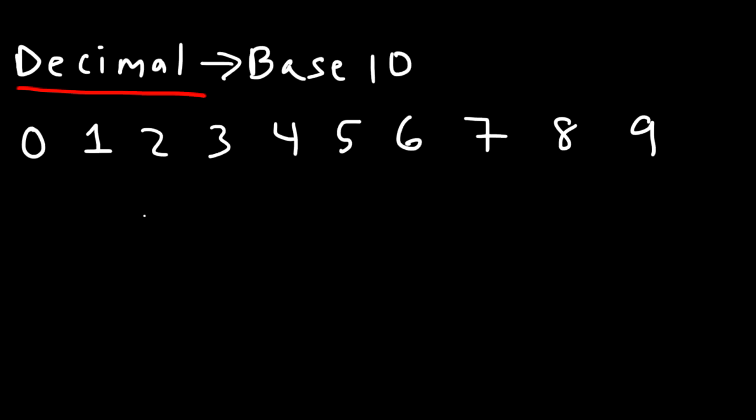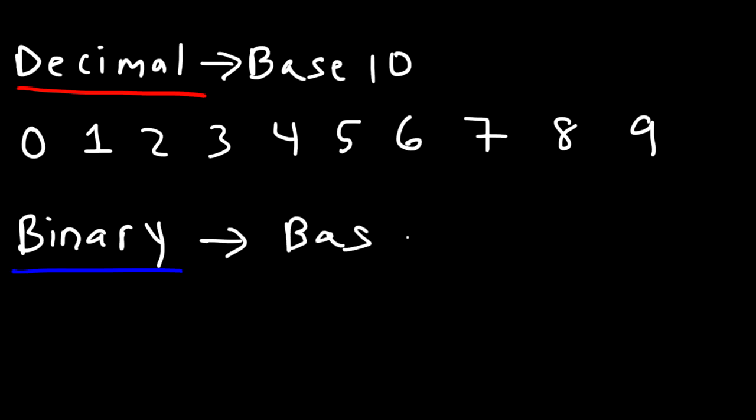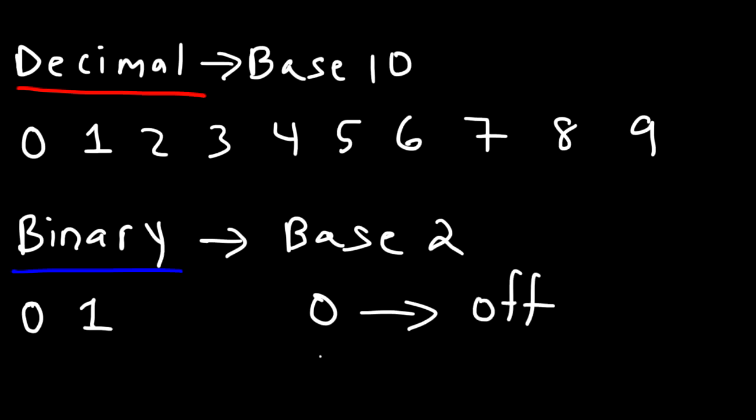Now, the next system that you need to be familiar with is the binary system. So when you hear the prefix bi, what do you think of? Bi means 2, and so the binary system is a base 2 system. It's very useful for computers or any type of digital circuits. There's only 2 numbers here, 0 and 1. In a typical digital computer, 0 means off, 1 means that the system is in the on state.